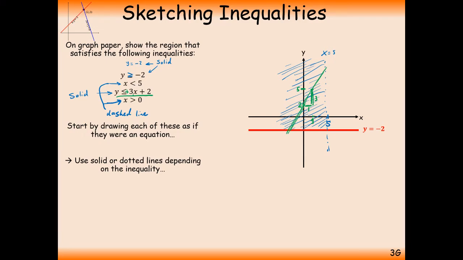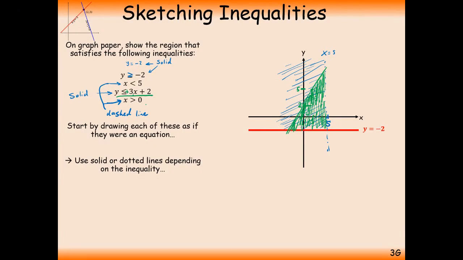Now we want y values to be below it. So it's a solid line, and I'm going to shade below this region, below this graph. So below this line, all of this. I'm bounded by this region for now.